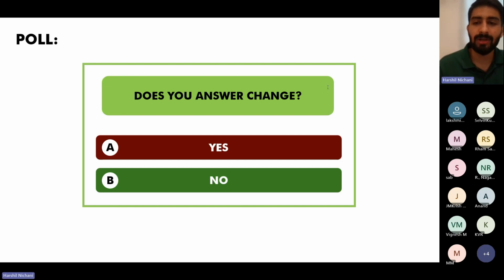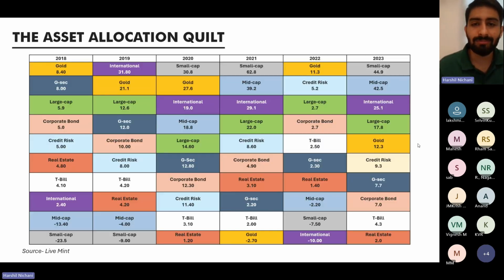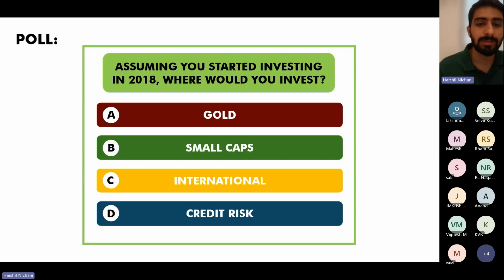What about other answers? Does your answer change? A lot of you have said no. Does your answer change? Okay. So now let's go further, right? Have a good look at this chart. 2018, 2019, 20, 21, 22, 23. Right. Now we'll go further.